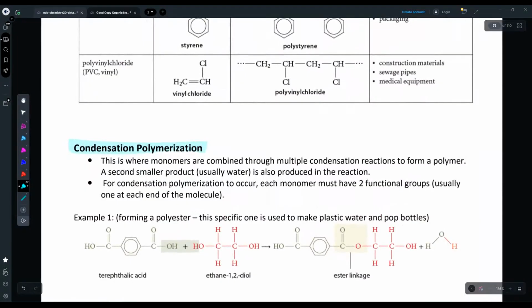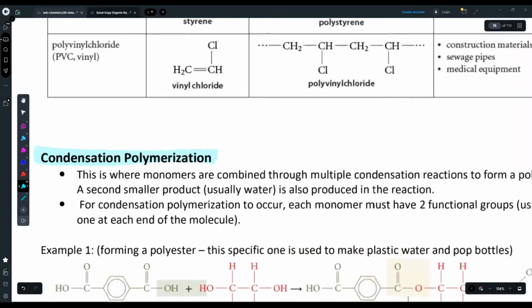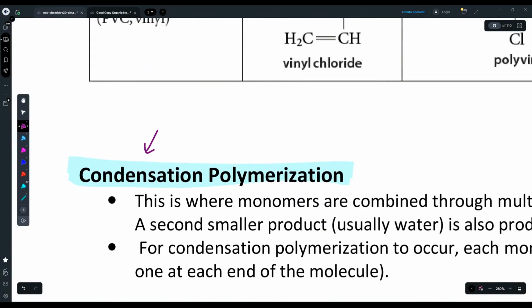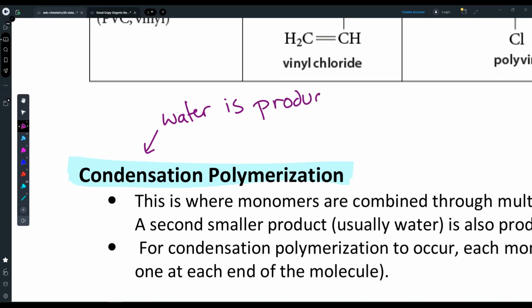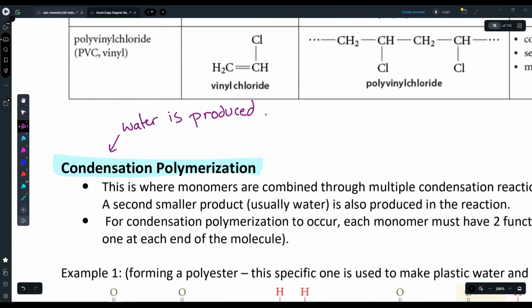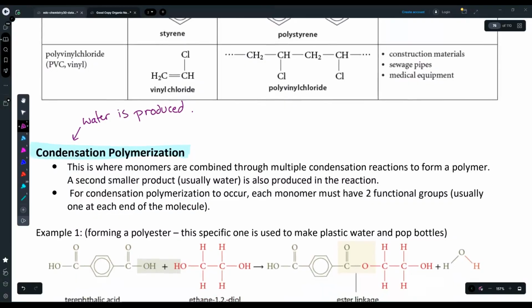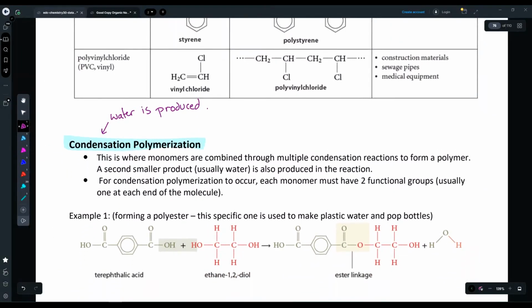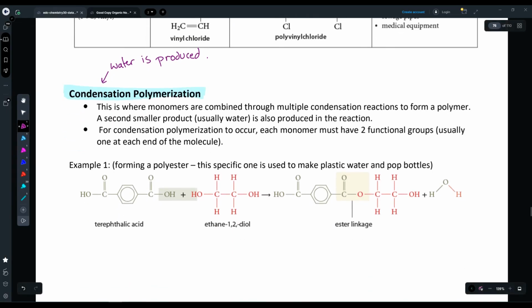Next is condensation polymerization. The word condensation tells you immediately that water is being produced, and polymerization tells you a polymer is being produced also. So basically, two products, water and the polymer, are produced here. This is where monomers are combined through multiple condensation reactions to form a polymer. A second, smaller product, which is usually water, is also produced in the reaction.